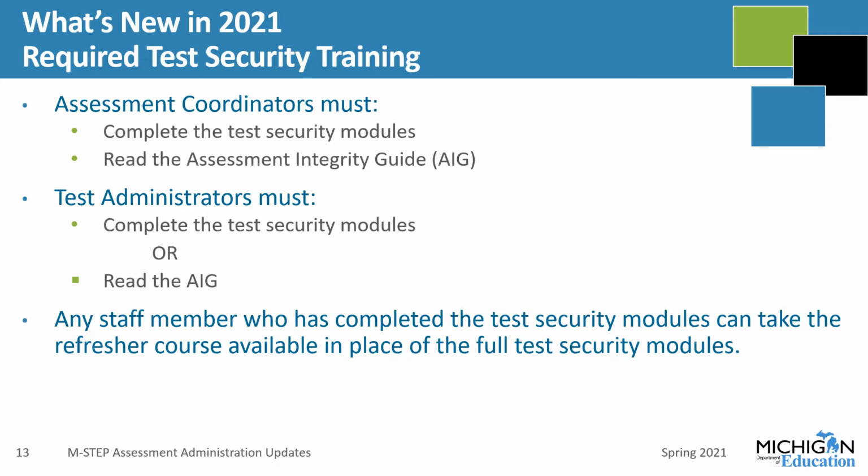Anyone who has already completed the test security modules can take the refresher course in place of the full test security modules. To do this, you log in to your Michigan Virtual account and select the MDE Assessment Security Training modules. If the system recognizes that you have already completed the full course, it will deliver the refresher course to you. More information is available on the MSTEP webpage, www.michigan.gov/MSTEP.